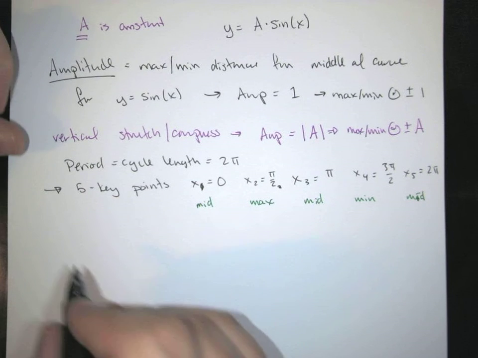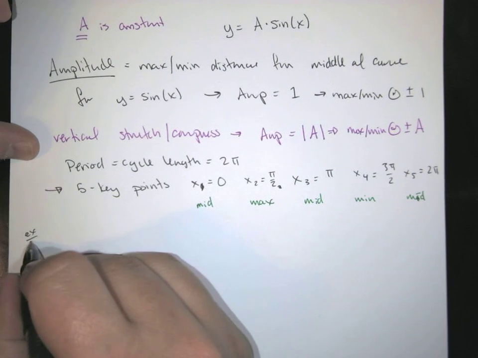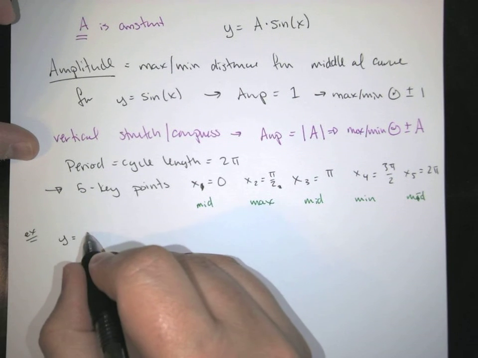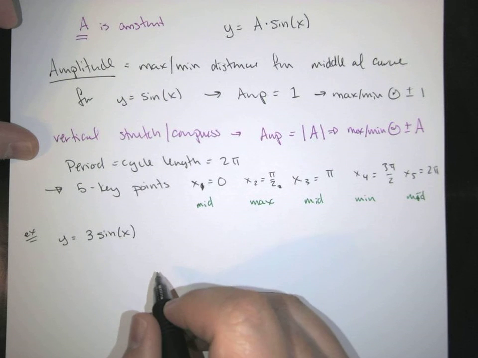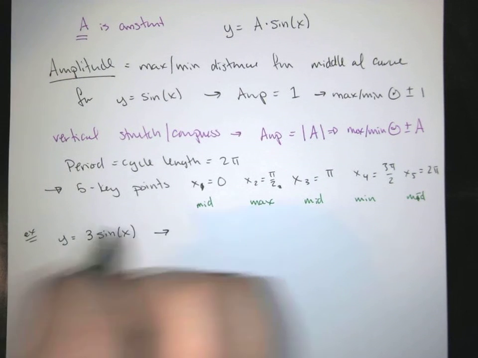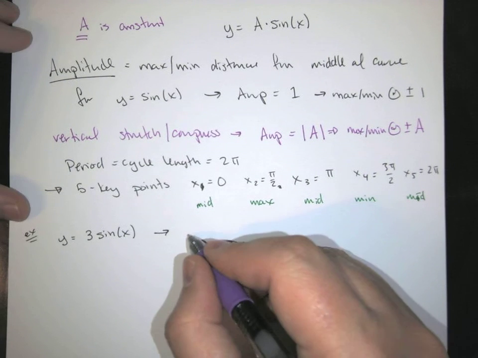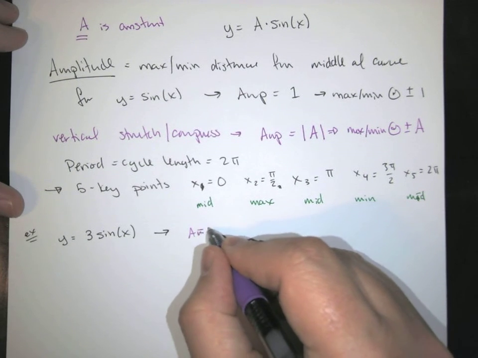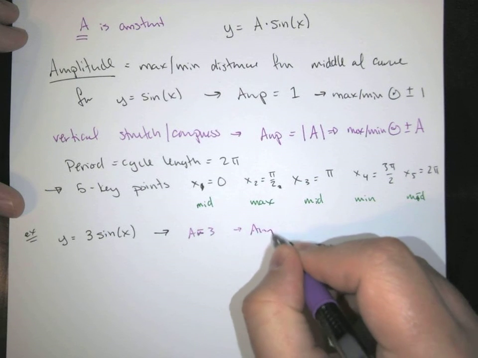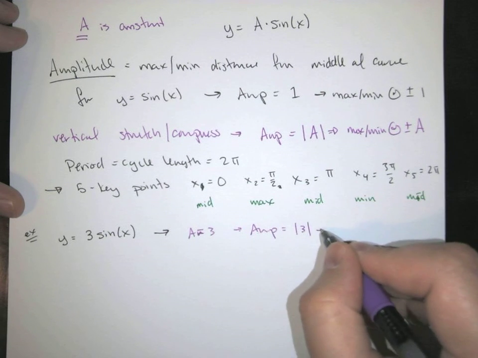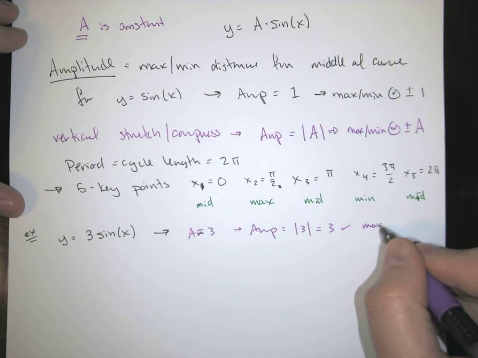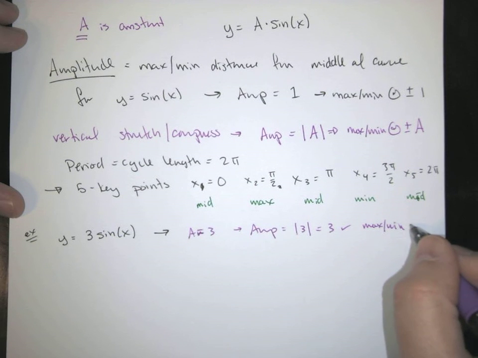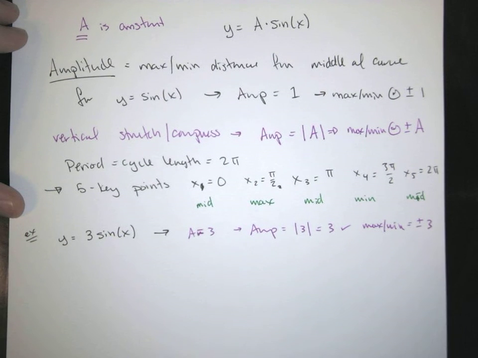Let's take something fairly plain. How about y equals 3 times the sine of x? Okay. So what's going on here? A value is 3. So our amplitude is the absolute value of 3, which is of course positive 3. So we will have maximums and minimums at positive and negative 3.